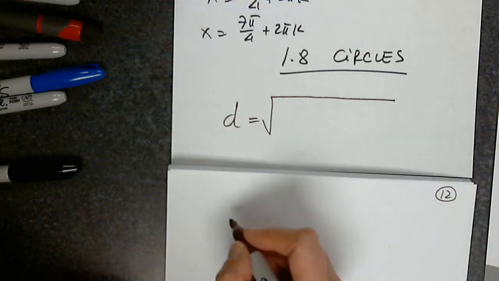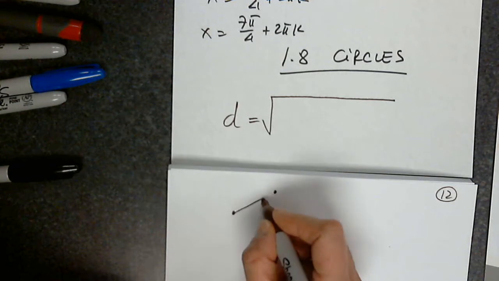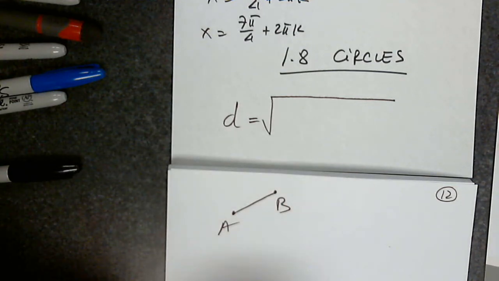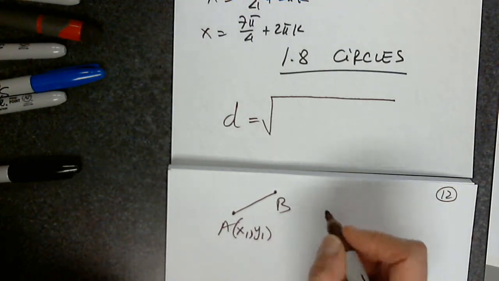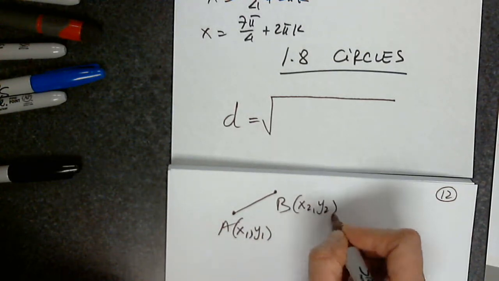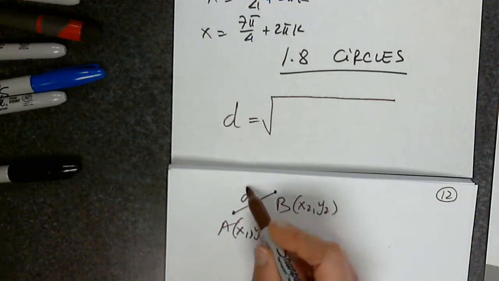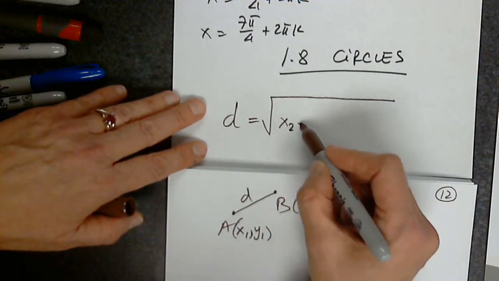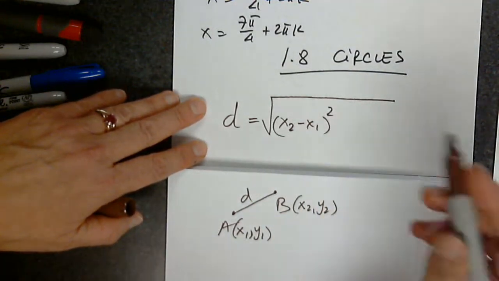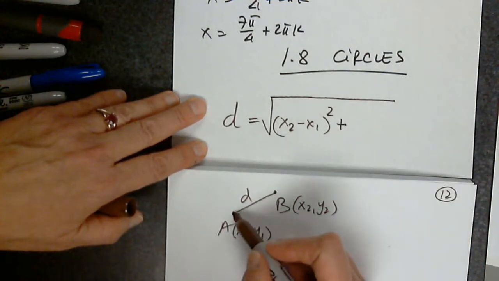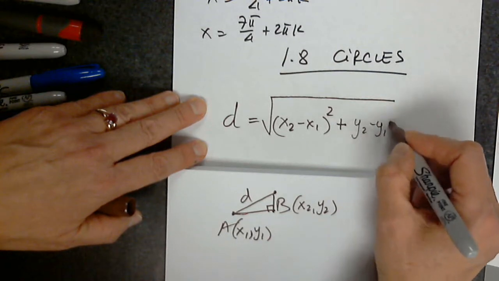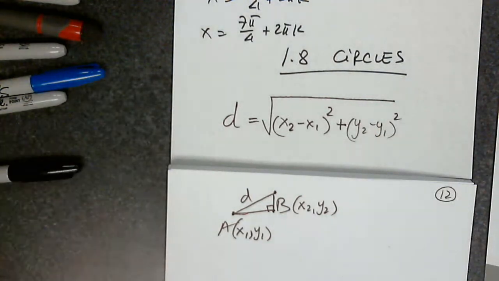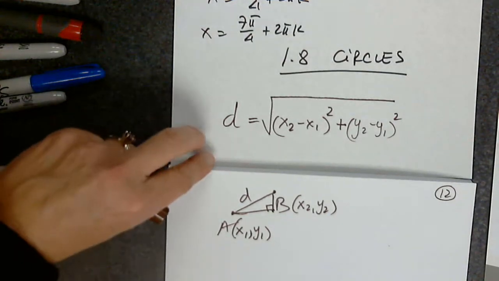Assuming we have a point here and we have a point here, this is A and this is B. I'm calling this point x1, y1, and this one x2, y2. The distance is the square root of x2 minus x1, squared, and then plus, because we formed the right triangle, it's the Pythagorean theorem, y2 minus y1, everything squared. Agreed? Okay, I'm going to use this formula to determine the equation of the circle.